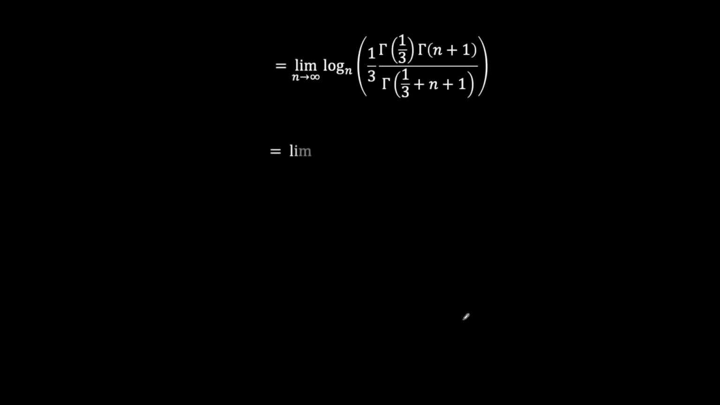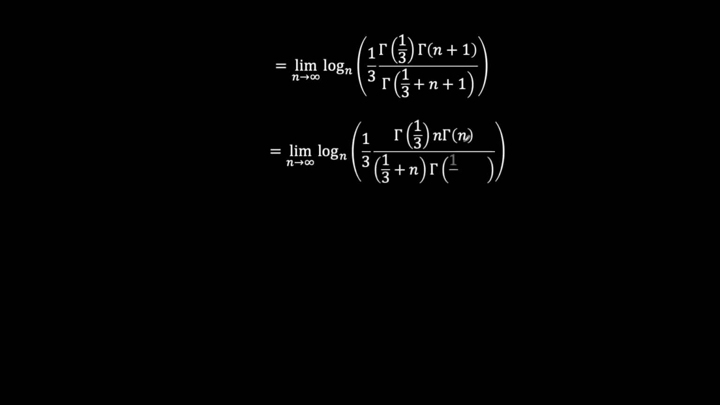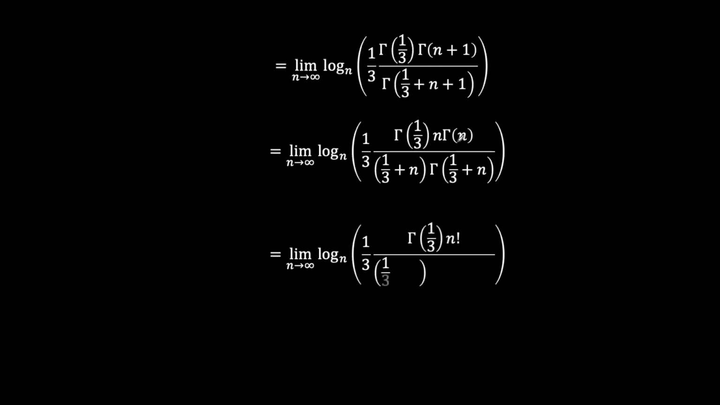So going forward, we can now express the gamma function of n plus 1 as n times the gamma function of n, and also the gamma function of a third plus n plus 1 is the same as (1 over 3 plus n) times the gamma function of 1 over 3 plus n, right? And this can go on and on until now this becomes 1. So in other words, the gamma function of n plus 1 is the same as n factorial.